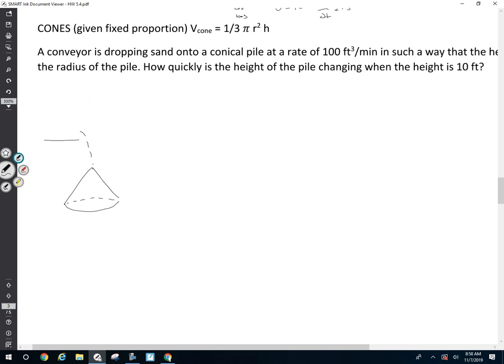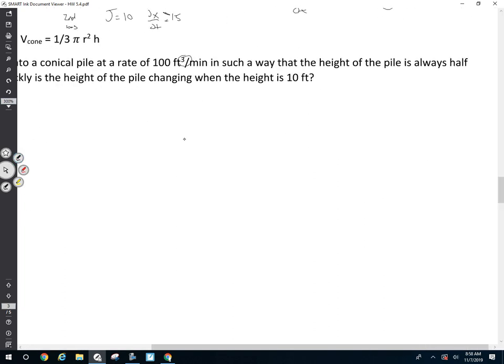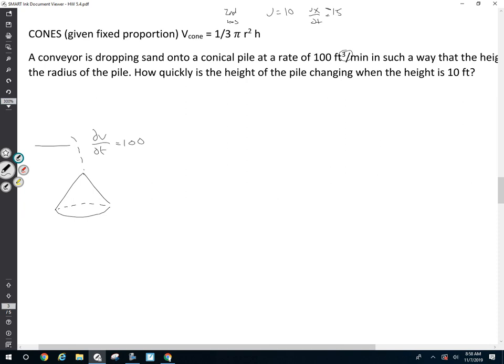Dropping sand means that's dV/dt. That's 100 cubic feet per minute. The height of the pile is always half the radius, so the radius is bigger than the height. How quickly is the height of the pile changing when the height is 10 feet?